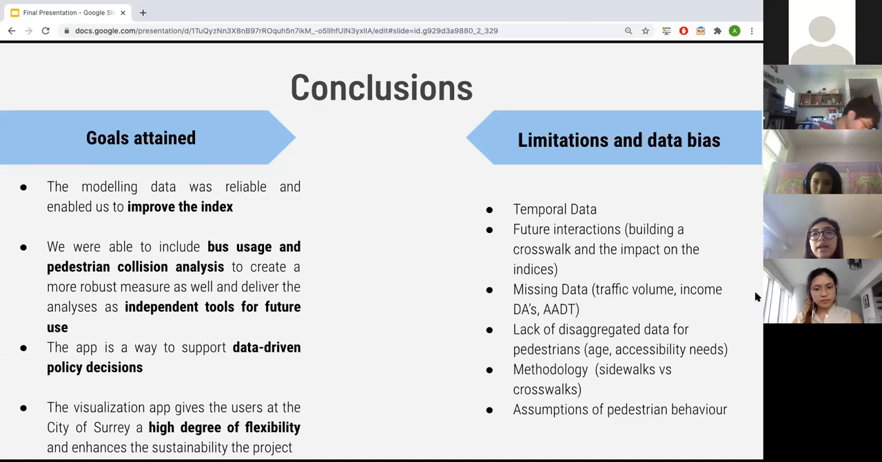So even though we had a methodology from the literature, we had to adjust it for our project needs. And lastly, there are many assumptions made about pedestrian behavior that are difficult to address, because they're also based on guidelines like engineering guidelines or provincial and national guidelines. So these are some of the points that we just wanted to acknowledge. But overall, we are very satisfied with the end product.